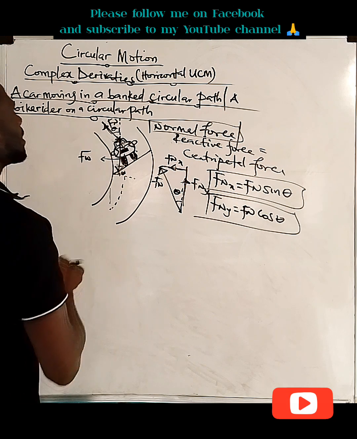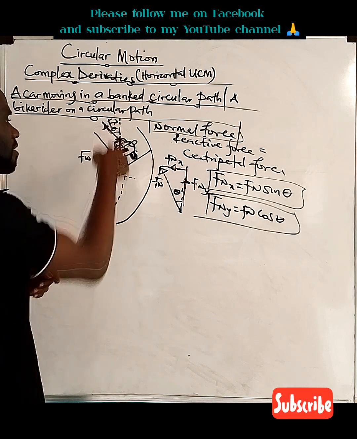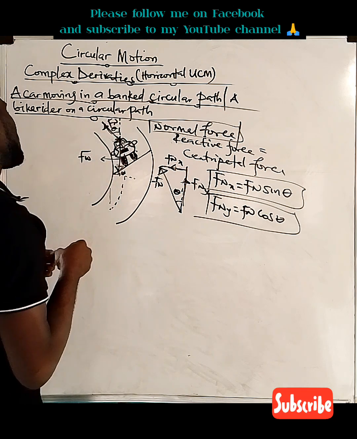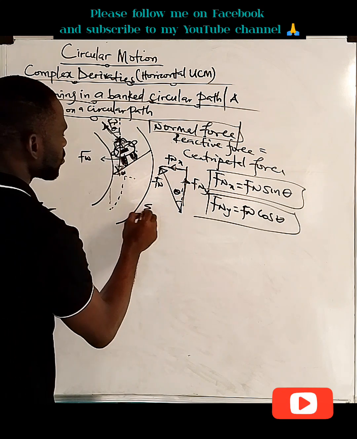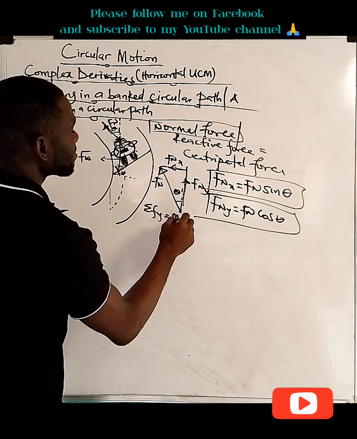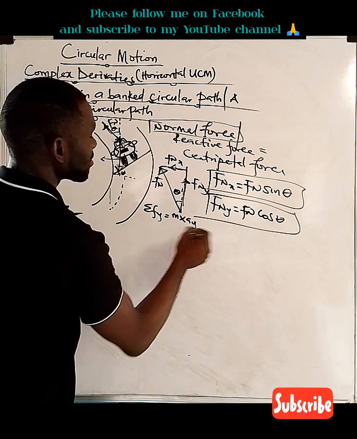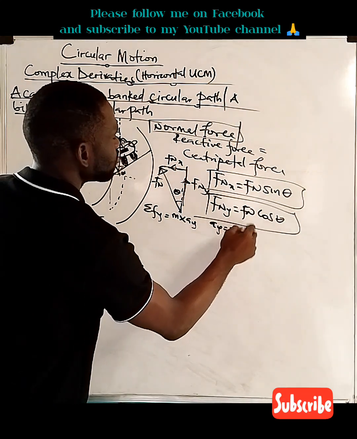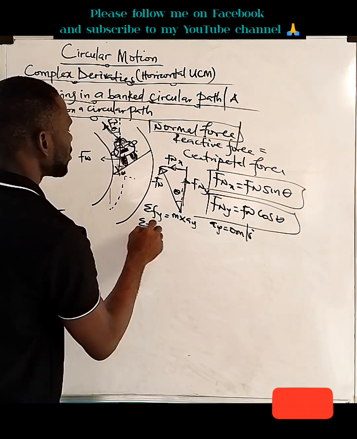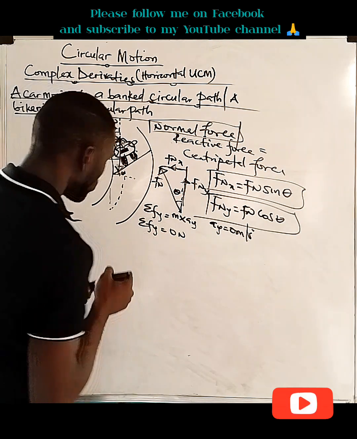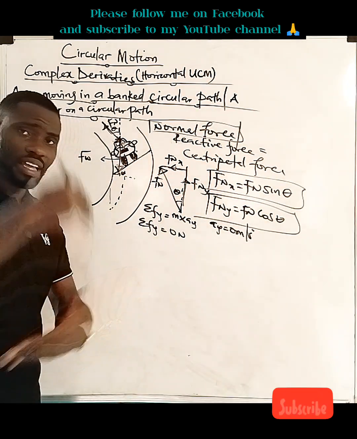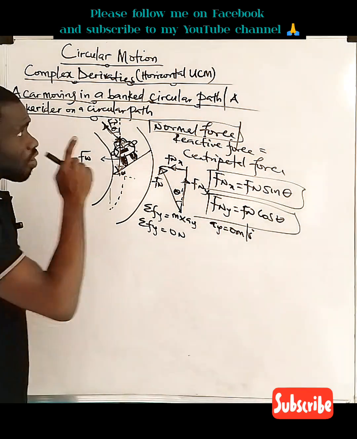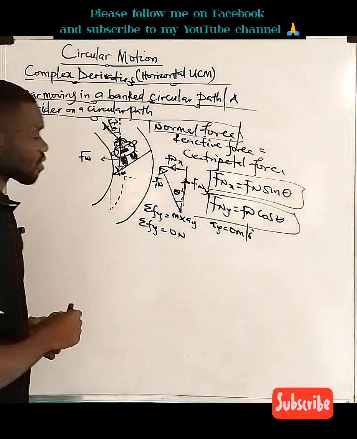Now let's compare. There's a weight, a direct weight from the center of this very car moving in a banked path like this. So the sum of forces along the y-axis is mass times acceleration along the y-axis. Acceleration along the y-axis is zero; there's no movement along the y-axis. We know that. All the forces along the y-axis cancel out each other. This is horizontal uniform circular motion. That's what we are discussing.